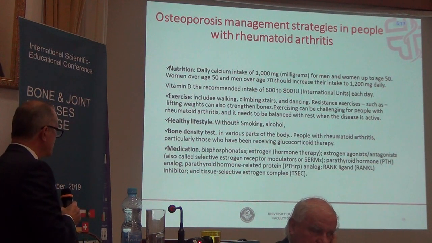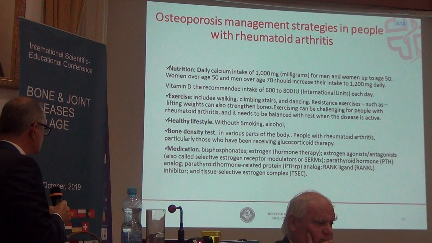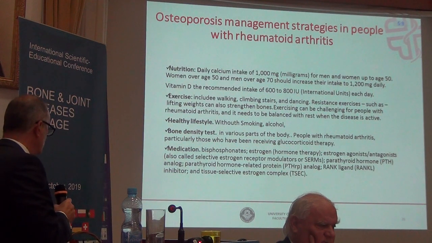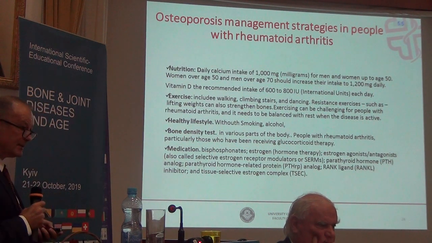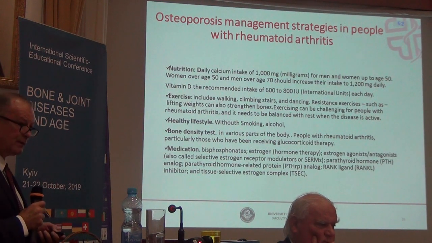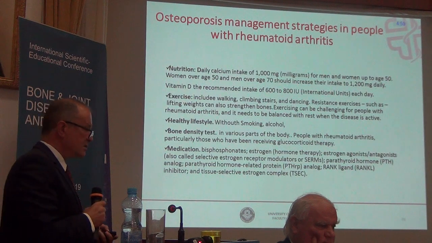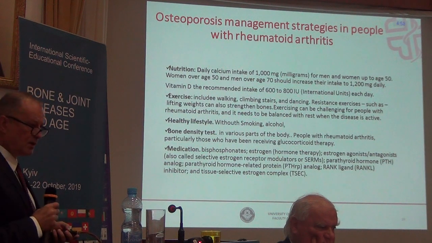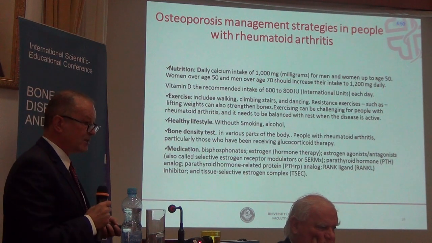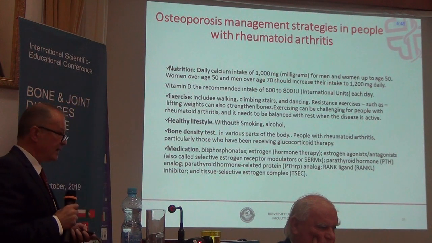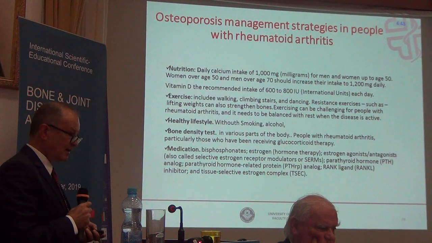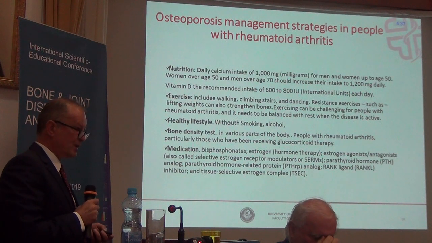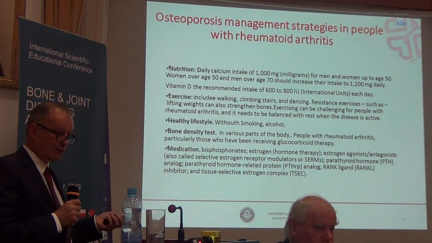Vitamin D recommendation from the beginning of the treatment of patients with rheumatoid arthritis is 600 to 800 international units each day. Exercise: different types of exercise are good for health and lifestyle. Bone density test, of course, at the beginning of the diagnosis of rheumatoid arthritis and during therapy is useful, of course. Medication: bisphosphonate, estrogens. We know the role of estrogens in general after the study which showed worse effects. But in the case of rheumatoid arthritis, it's very, very useful, especially for the bone.